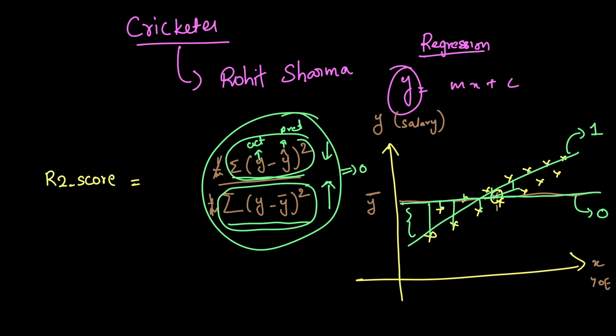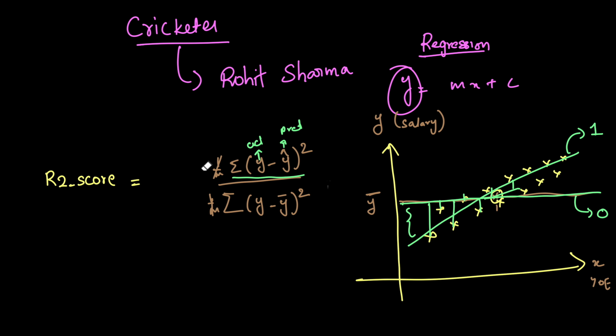But if you remember, what we wanted is the reverse. For this line, we need 0, and for this line, we need 1. And how will we get that? We can get that by simply doing 1 minus this. So whenever this goes to 0, the overall R2 score value will go to 1. And whenever this goes to 1, the overall R2 score value will go to 0. So we can say that whenever the R2 score value is near 0, the model is bad. And if the R2 score value is near 1, the model is really good.